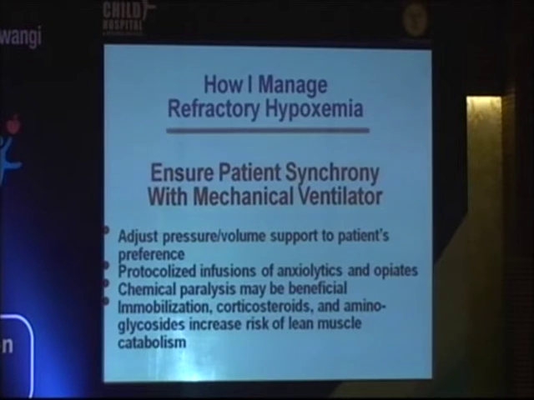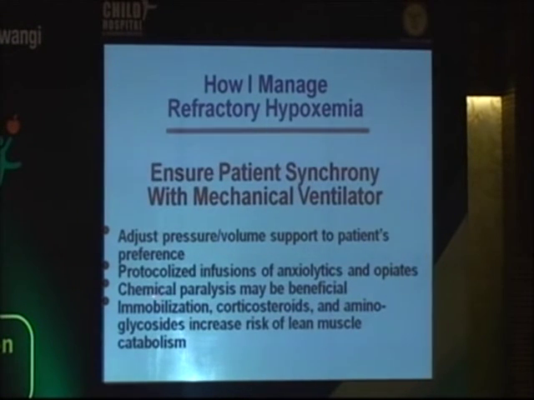Lastly, coming down to the home stretch for some of these patients, and there will be lots more talk about this later this afternoon, is improving the interface between the patient and the ventilator. That is, how the patient tolerates this mechanical ventilator support. So this may be in terms of adjusting the pressure or the volume support to the patient's needs and preferences, protocolized sedation to facilitate the patient's tolerance of this support. Occasionally chemical paralysis may be needed.